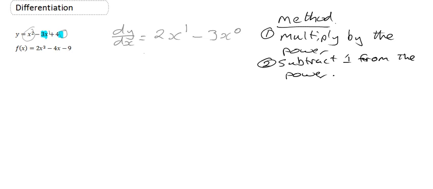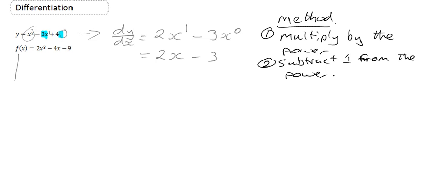So let's just finish off this one. So that's 2x, I don't need to put the 1 in there, minus, now 3 lots of x to the power 0. x to the power 0 is 1, we know anything to the power 0 is 1, so 3 lots of 1 is 3. So if I differentiate my first function, I end up with dy by dx equals 2x minus 3.